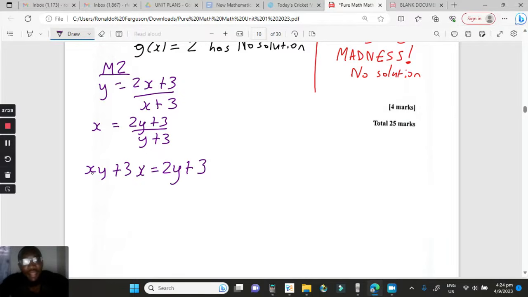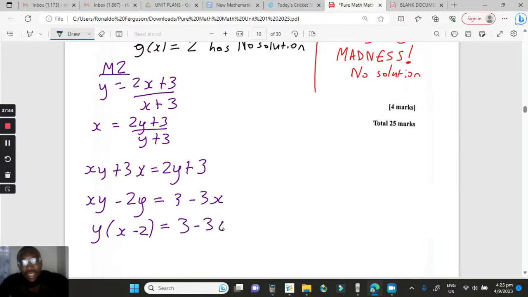And then now we can factor out, so xy minus 2y equals, bring over the 3x to the other side, that's 3 minus 3x. In this case, we factor out y, we have y times x minus 2 equals 3 minus 3x. Divide through by x minus 2. So we have 3 minus 3x over x minus 2.